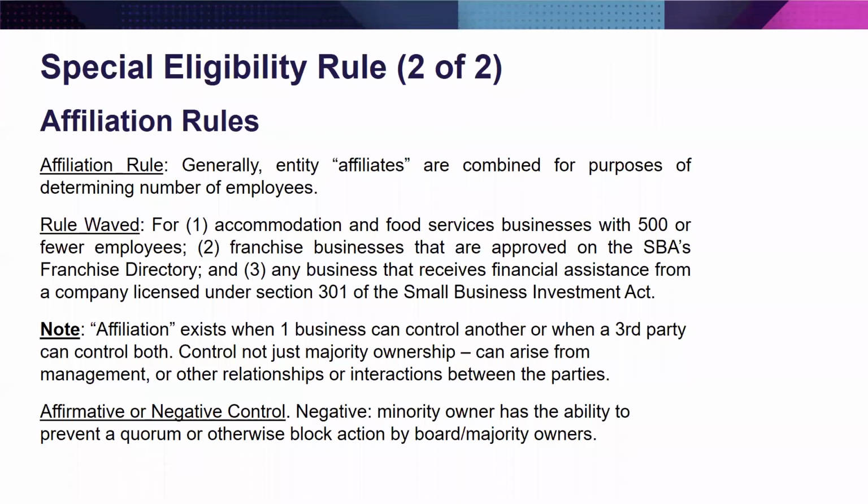So as it relates to the waiver, though, once again, the accommodation and food services businesses are waived from that affiliation rule. Franchise businesses that are affiliated with franchises that have been approved by the SBA. So the SBA has a list, and if you're on that list, or you're a franchisee of the franchisor on that list, then that rule is waived to you. And then any business that receives financial assistance under 301 of the Small Business Investment Act. What does that mean? The best way to understand it is like a private equity fund manager that's licensed and receives funds through the government to invest in small businesses. Needless to say, the private equity world generally is hoping to get some relief like that because they have an issue with the affiliation rules if they're not somehow excepted out.